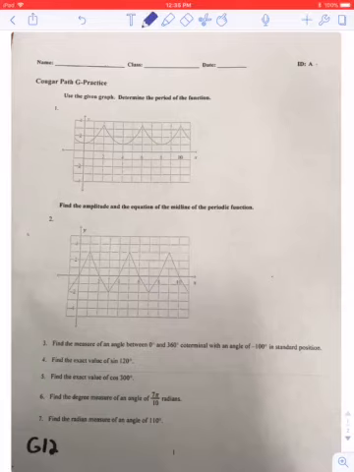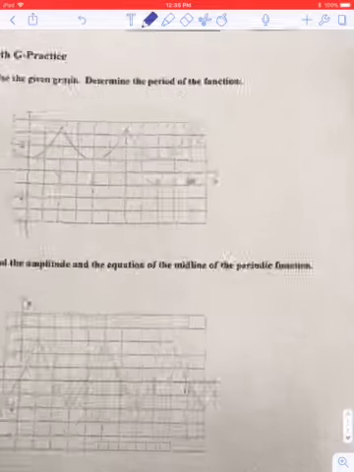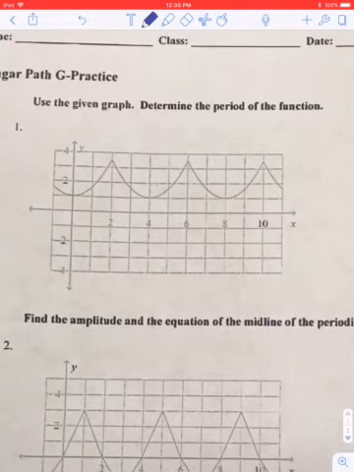So we're going to take a look at Cougar Path G here for a minute. Problem number 1, use the given graph and determine the period of the function. Well, finding the period when you have a periodic graph like this one is pretty simple.